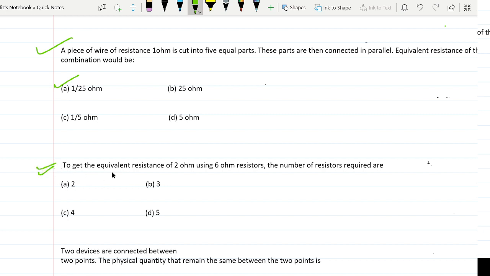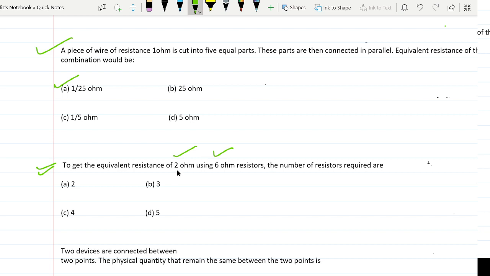To get the equivalent resistance of 2 ohm using 6 ohm resistors, the number of resistors required are, means how many 6 ohm resistors do you use to obtain the equivalent resistance of 2 ohm.